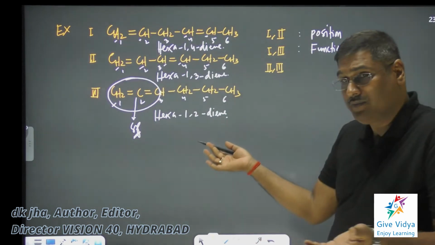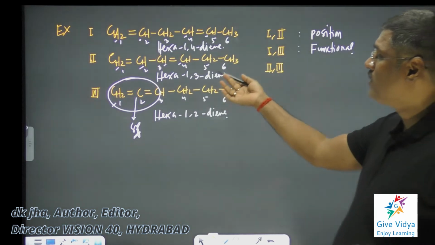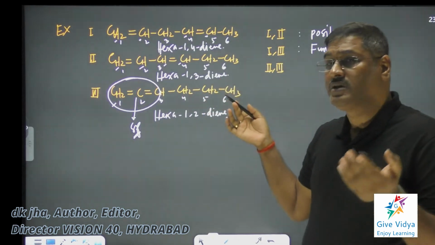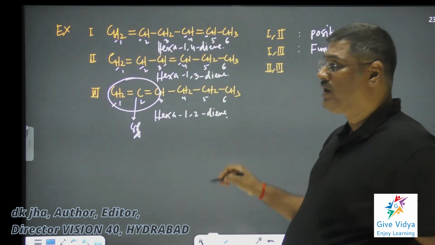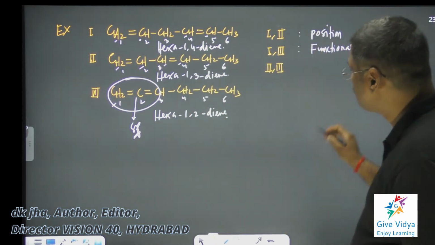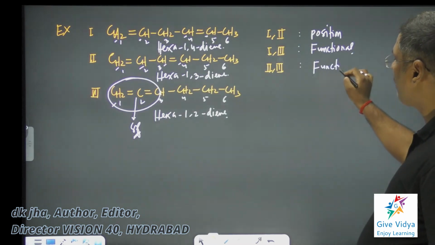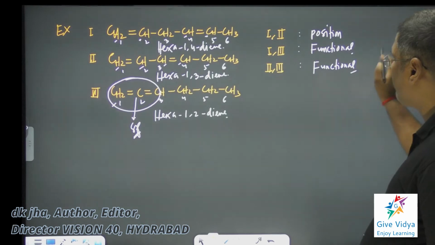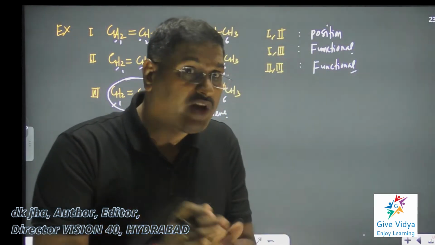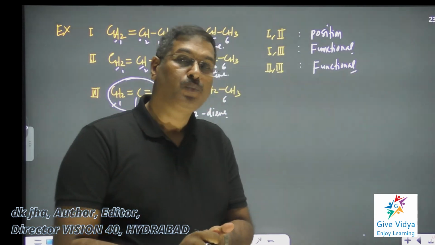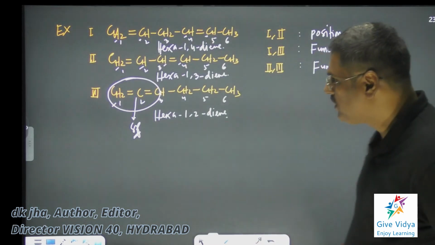And likewise, 2 and 3. Hexa-1,3-diene, that is truly diene, and hexa-1,2-diene, cumulene, and so functional isomers. Yes, we have to be careful in this thing, you will enjoy.